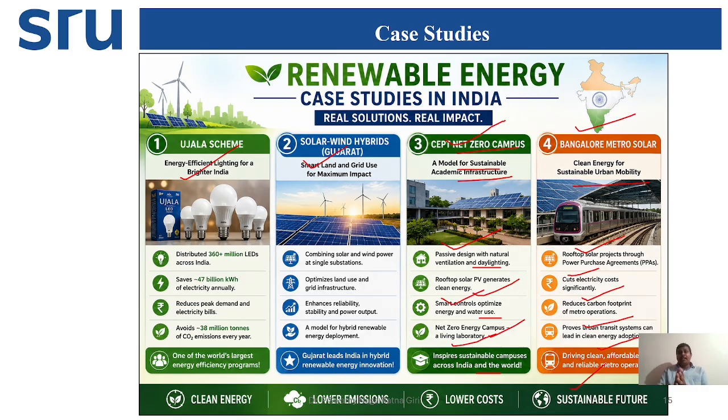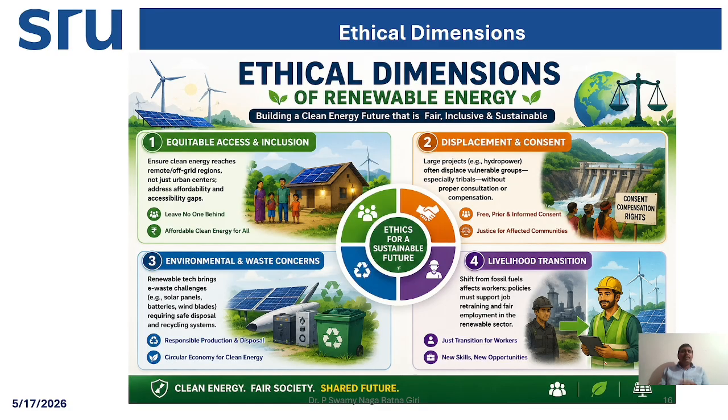That's how we have to think in a better way, and we have to incorporate all of this into reality. We have to improve all the parameters to integrate renewable energy better. Ethical dimensions: one should think about the ethical way of using renewables. Equitable access for inclusion is one important parameter: leave no one behind and provide affordable electricity for all. Displacement and consent: larger projects like hydropower often involve displacement, so prior and informed consent and justice for affected communities are needed. As I told, whenever you think about hydropower, consent and compensation rights will be given.